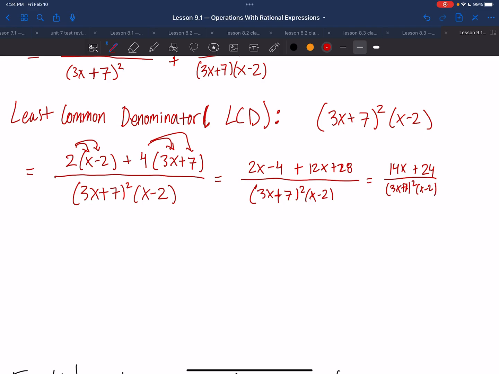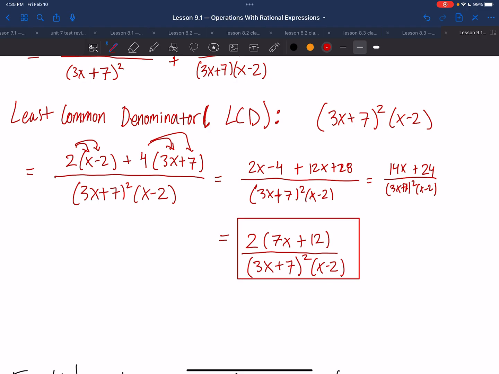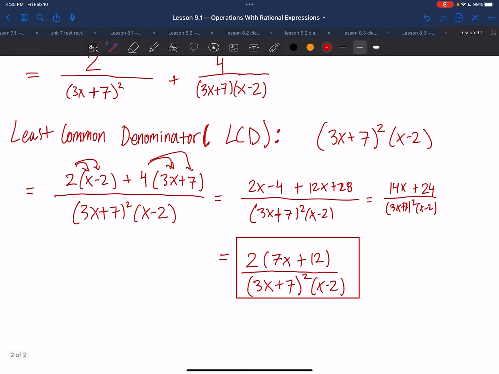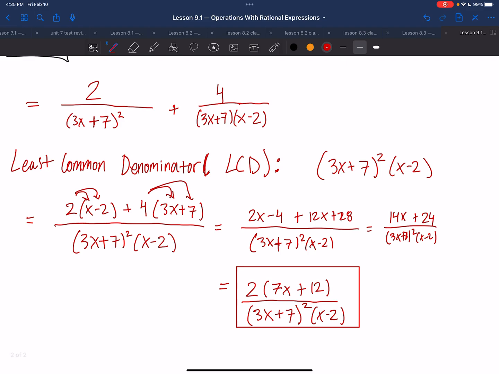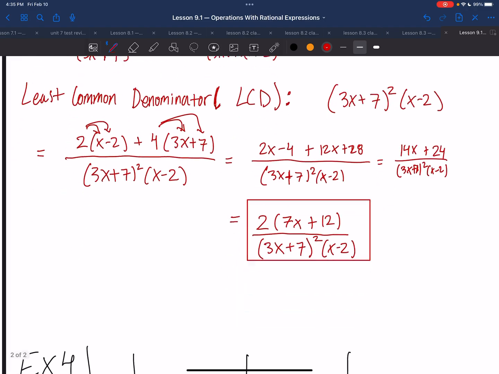Looks like I could factor out a 2 if I'd like. Not super necessary, but it's good to check and see if there are any common factors, because who knows, if I got a 3x+7 up top again, I could cancel that with one of the denominator factors. But there it is, like so. Yeah, cool. Looking good, I think. Okay, so I was just double checking.